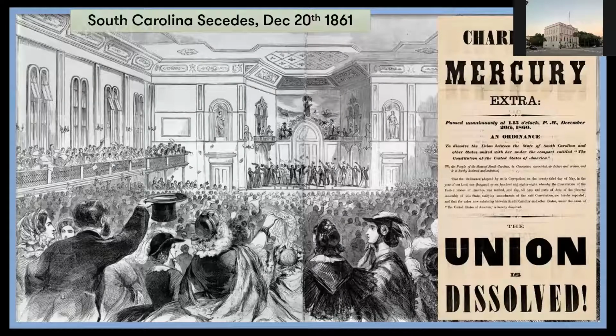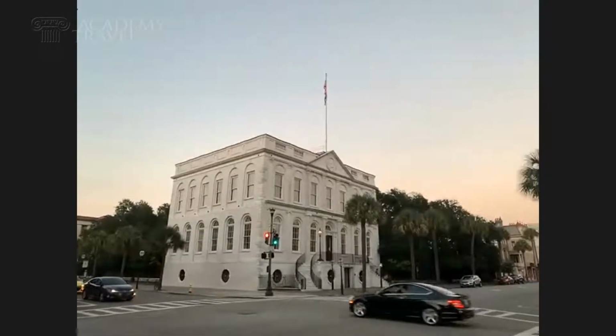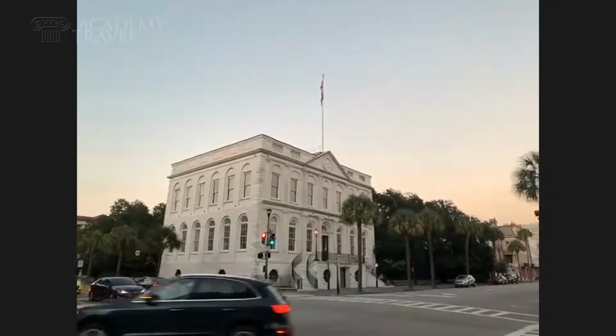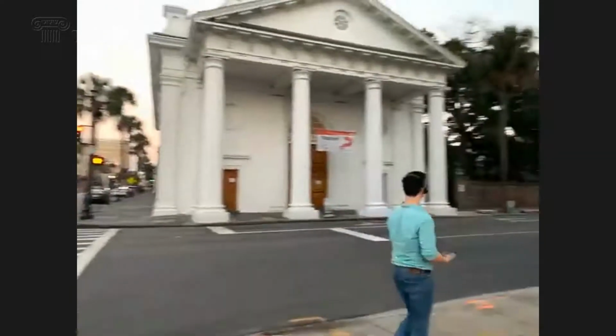And so that was really the beginning of the Civil War, though it would be some months until fighting breaks out between the newly formed Confederate States and the Union, or the old United States. The beginning is the end. 10 other southern states will join South Carolina eventually in seceding from the Union.